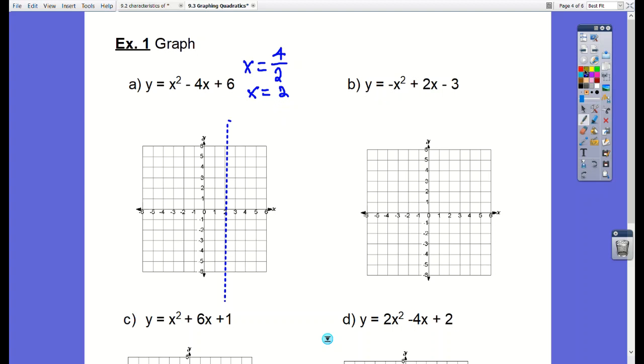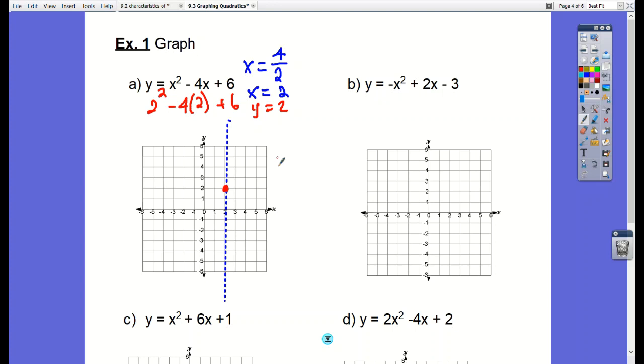Okay, what do we do next? We have our axis of symmetry. Find the vertex. Have you done that? Yeah. Okay, so when we plug in 2, what do we get out? 2. Okay, so 4 minus 8 plus 6, we get 2. So the y value is 2. So our vertex now is here at this point.